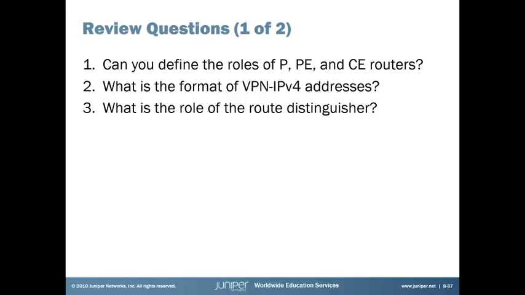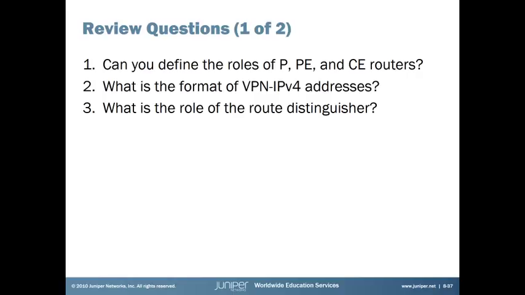Can you describe to me the roles of the P, PE, and CE routers? What does the P router do? What's its role in the scheme of things? Forward shipping data. Exactly. It is there to forward the MPLS data. It's a transit router, or it may be an ultimate router in the label switch path. It knows nothing about the VPN.